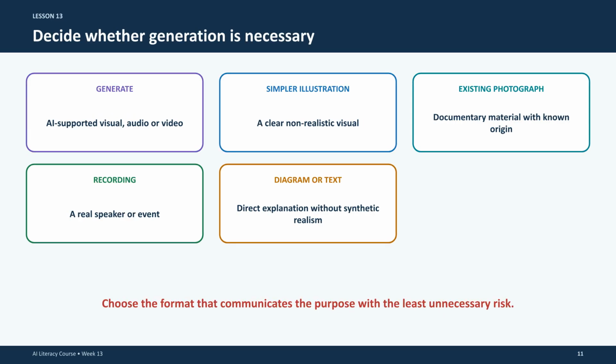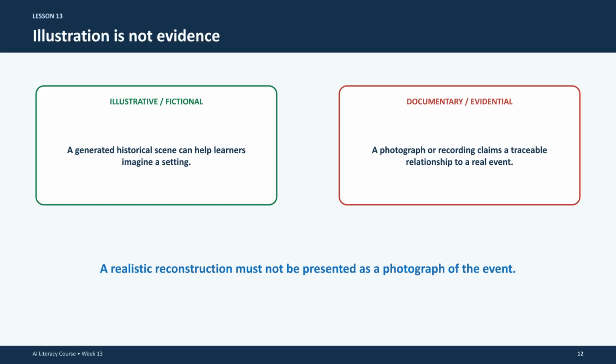Before using AI, decide if it is truly necessary. Often, a simpler illustration, a genuine recording, or a clear diagram can communicate your message more accurately and with less risk. Always choose the format that serves your purpose with the fewest potential complications. It is essential to remember that illustration is not evidence. A generated scene might help learners imagine a historical setting, but it is not a record. Never present a realistic reconstruction as if it were a genuine photograph or recording of an actual event.